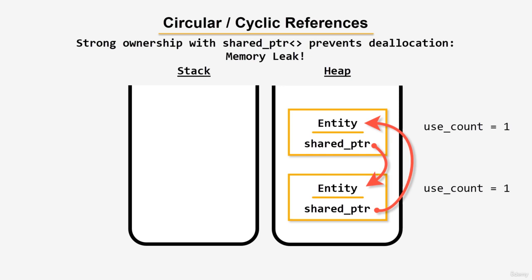And as we can see, we have a memory leak. Those two heap entities keep each other alive. The top entity on the heap has a shared pointer, which owns the entity on the bottom of the heap, and the entity on the bottom of the heap has a shared pointer, which owns the entity that is on the top of the heap. And because of that, the reference count for each one of those entities is going to remain 1, and they will not get deallocated. And again, this causes a memory leak.